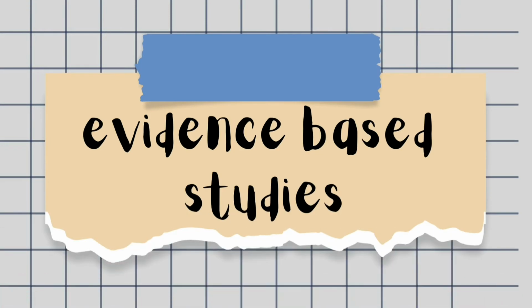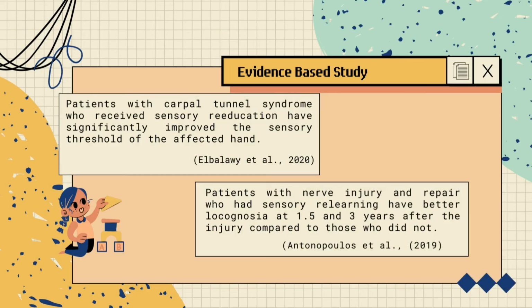Now, let's look at the evidence-based studies about sensory re-education. Firstly, there is one study from Al-Balawi et al. 2020 about patients with carpal tunnel syndrome who received sensory re-education. The result from this study concluded that the sensory threshold of the affected hand of the patients had significantly improved. Next, a study from Antonopoulos et al. 2019 concluded that patients with nerve injury and repair who had sensory learning had better tactile gnosis at 1.5 and 3 years after the injury compared to those who did not.